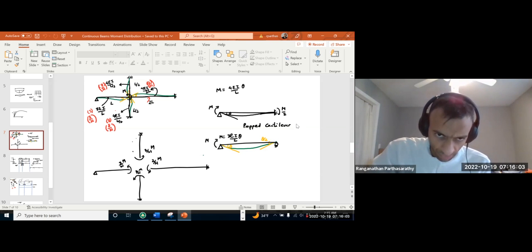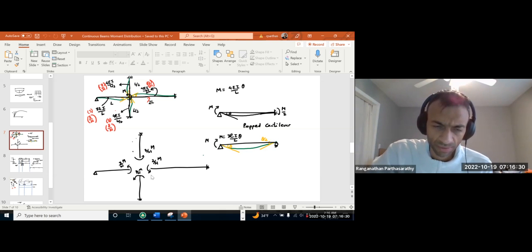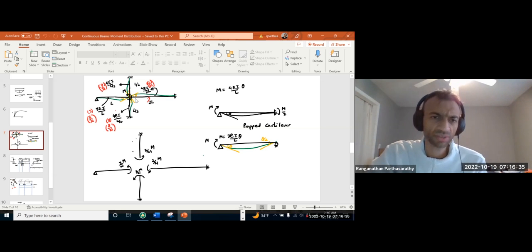Now, that is the concept we use to distribute any concentrated moment applied at a joint. So at any structural joint, if we apply concentrated moment M, that moment will be carried in some proportion by each of the members connected at that joint. Now, what is that proportion? It is in proportion to their stiffness. Whoever is the stiffest will carry the most moment, and so on.